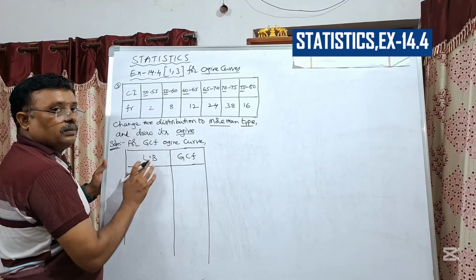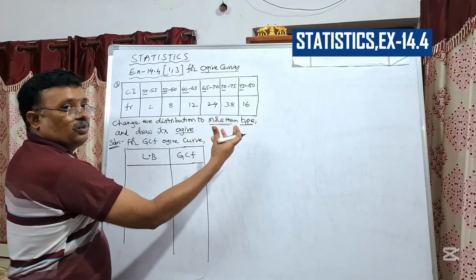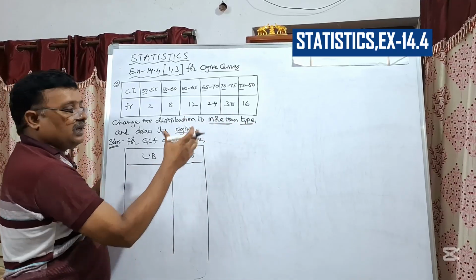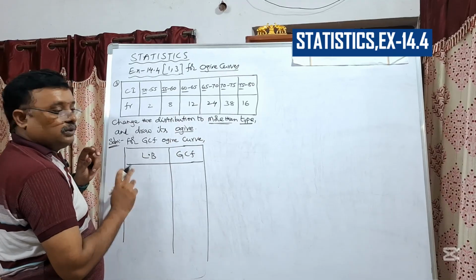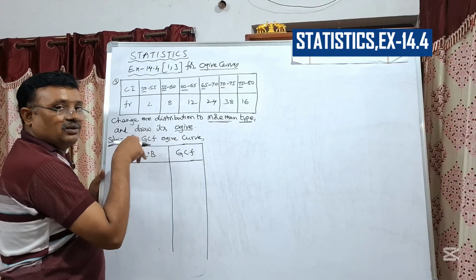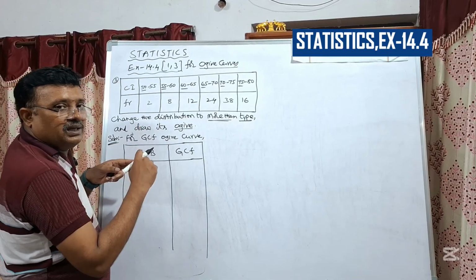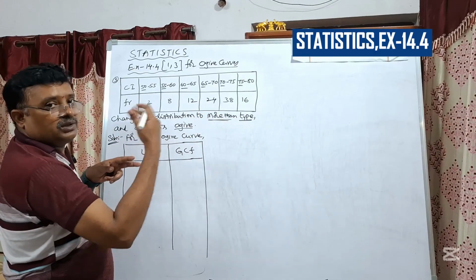So how to prepare the table? Here we need to use this word. What kind of ogive we are going to draw, that word we need to use. So more than type means that's why we are taking lower values. If the representation is the lower value, the remaining things will be more than that one only.